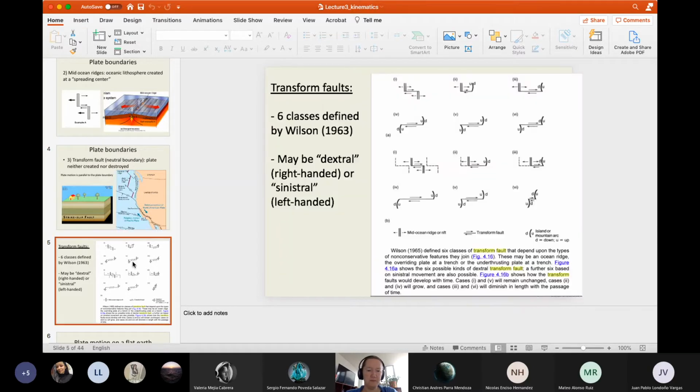Now this is, I don't know if you guys have seen this. This was Tuzo Wilson's analysis of the types of possible transform faults. Okay, really they're dextral or sinistral, right? And remember, if I stand on one side of the fault and I see the other piece of crust moving to the right, it's a dextral one. If it's moving to the left, it's sinistral.